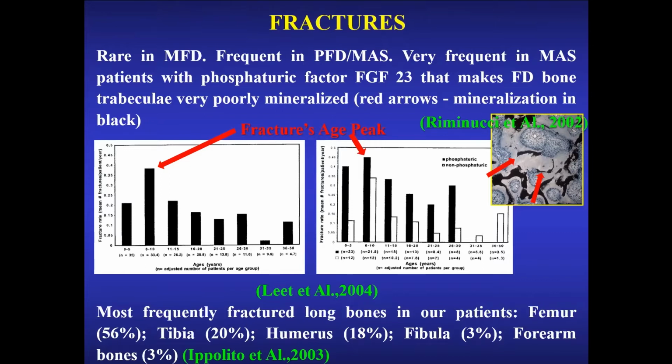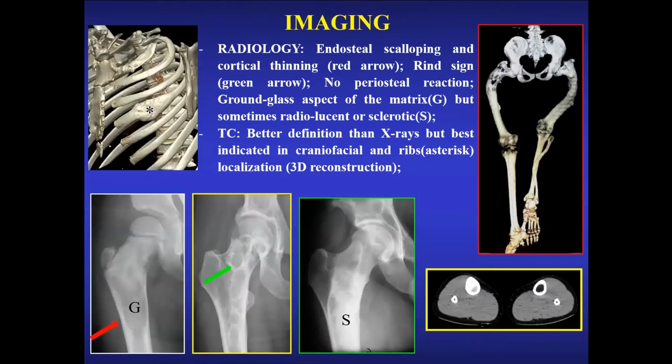The most frequent fractured long bones in our patients were femur, tibia, humerus, fibula, and forearm. Radiology is the first choice imaging for fibrous dysplasia diagnosis. CT scan gives a better definition of FD lesions, but it is best indicated in craniofacial and ribs localizations.